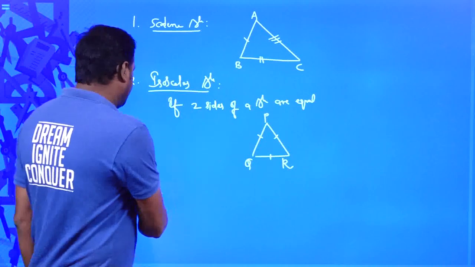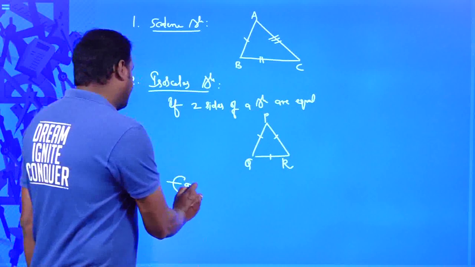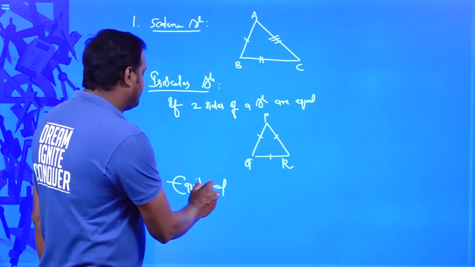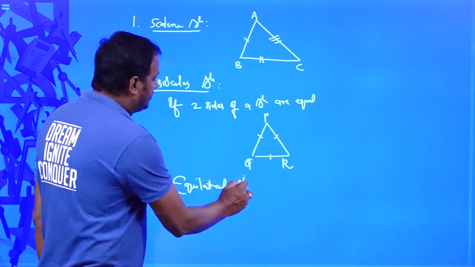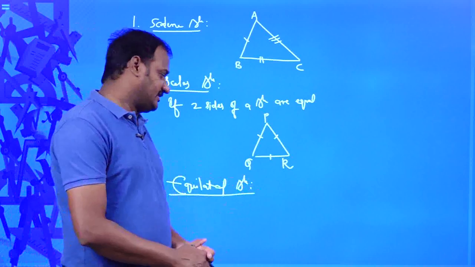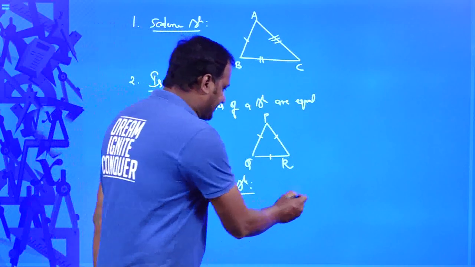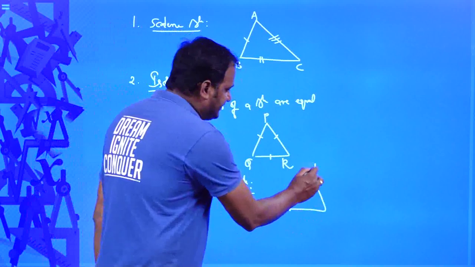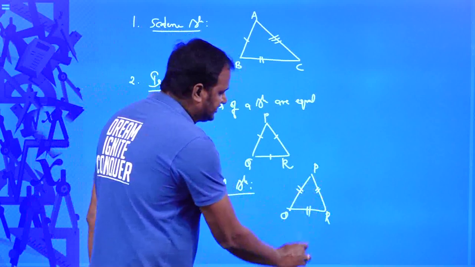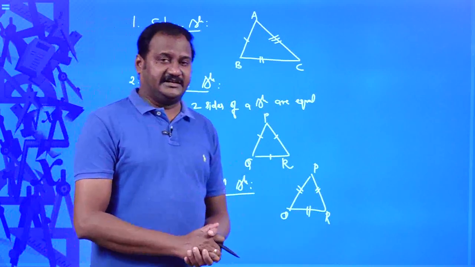And coming to the third one, what is the third triangle? The third triangle is the equilateral triangle. What do you mean by equilateral triangle? Everybody knows that equilateral triangle means if all the three sides of a triangle are equal, then it is said to be an equilateral triangle. That's absolutely fine. So, all the three sides of a triangle are equal. So, this side equal to this side equal to this side. If all the three sides of a triangle are equal, then it is said to be an equilateral triangle.